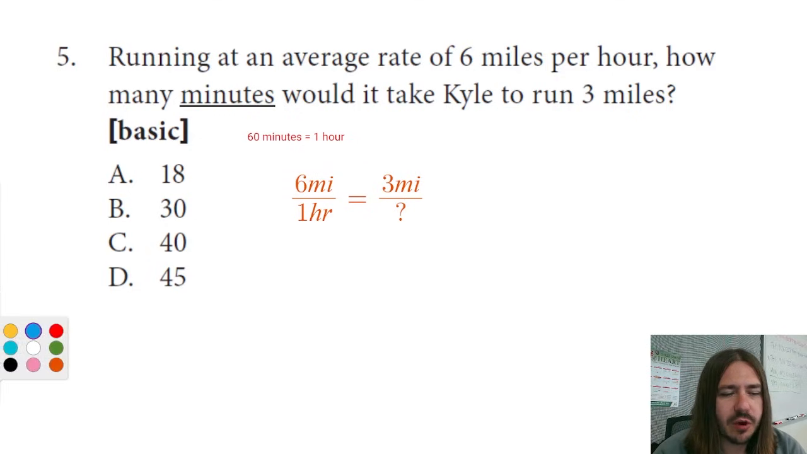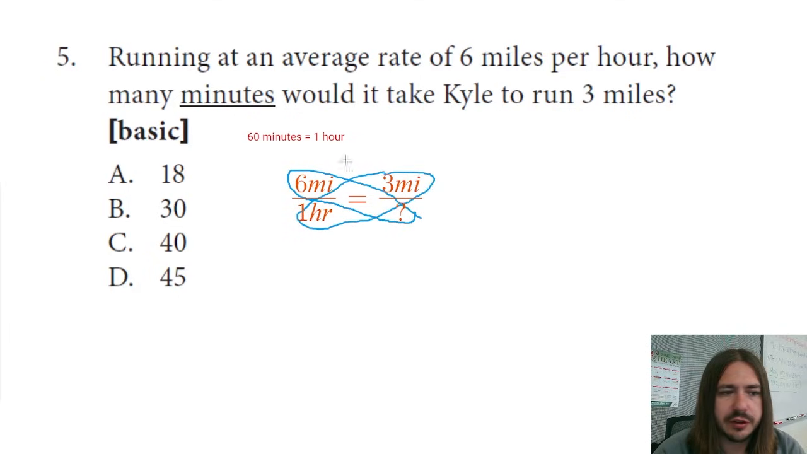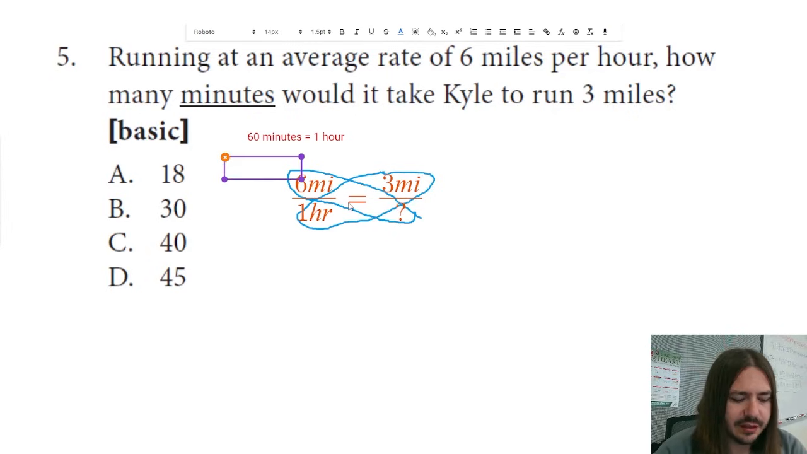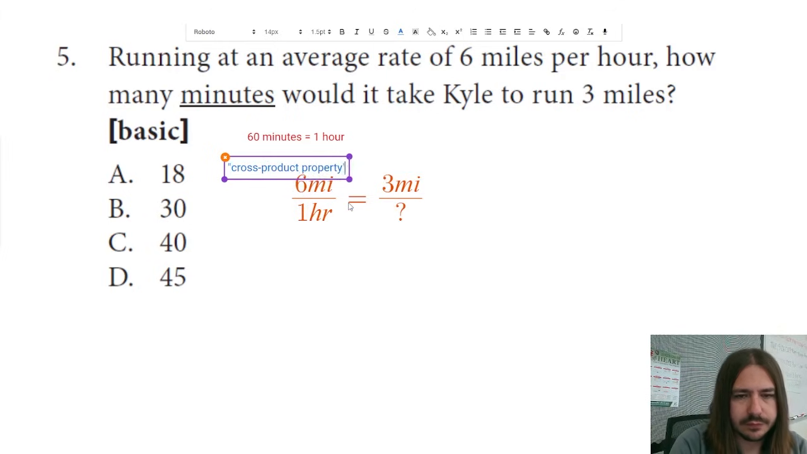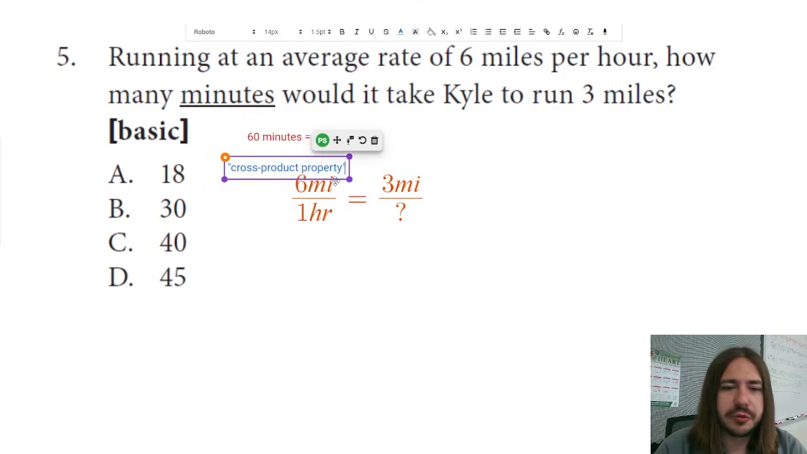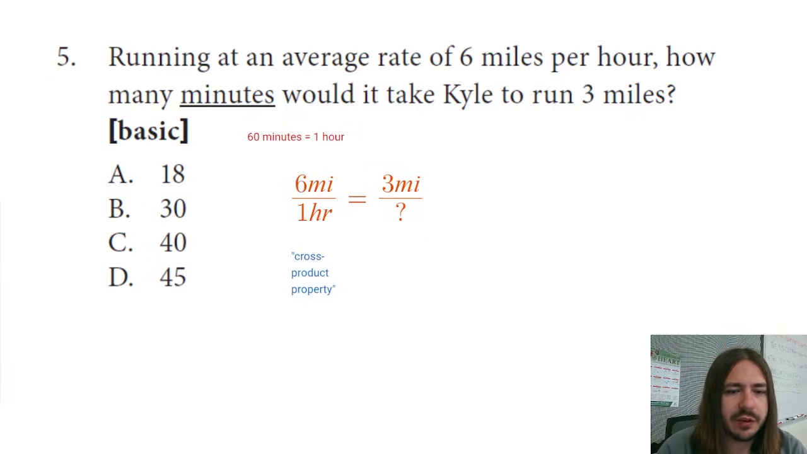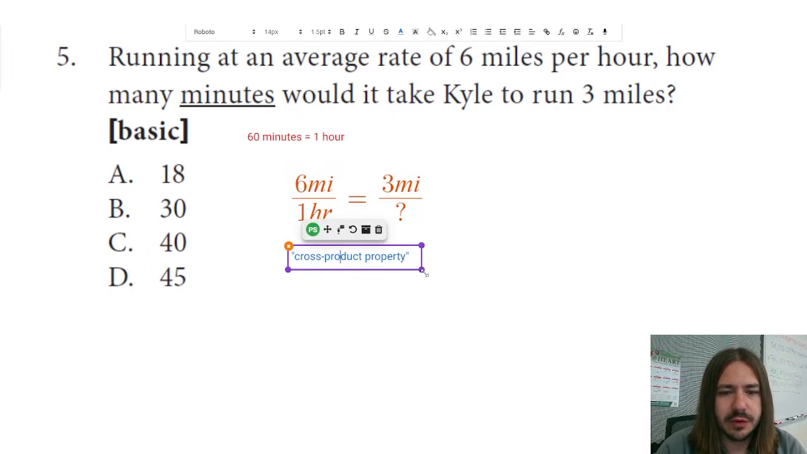But if you want to use the cross products property to solve this, what you would do is multiply each numerator by the other denominator and then set those two products equal to each other. Again, if you want to look up more information about this technique, this is using the cross product property. Feel free to Google that and find some more information about it. But basically, we want to cross multiply these two ratios.